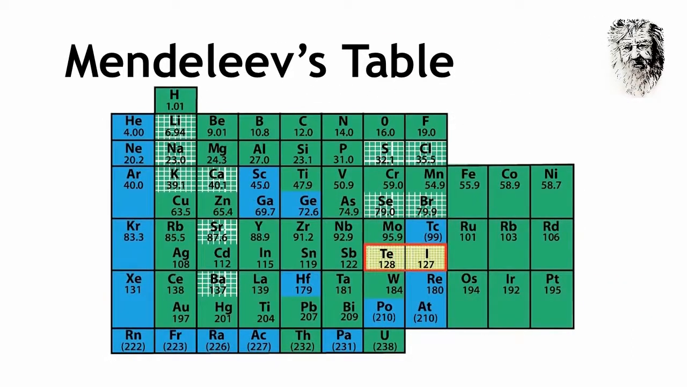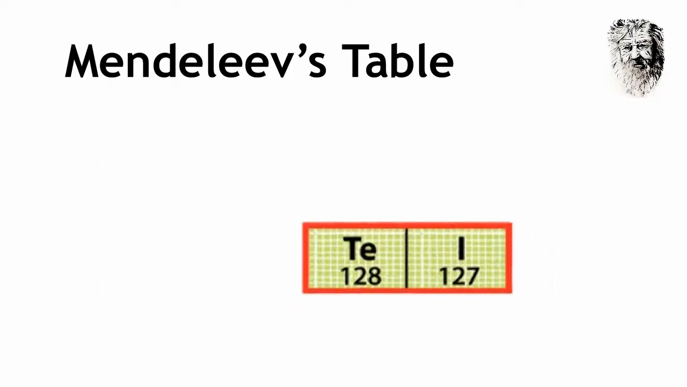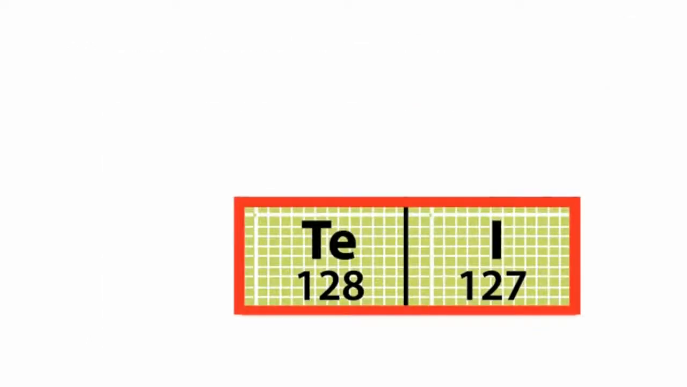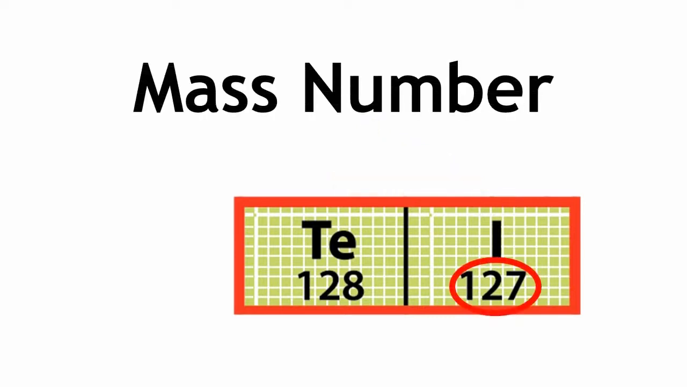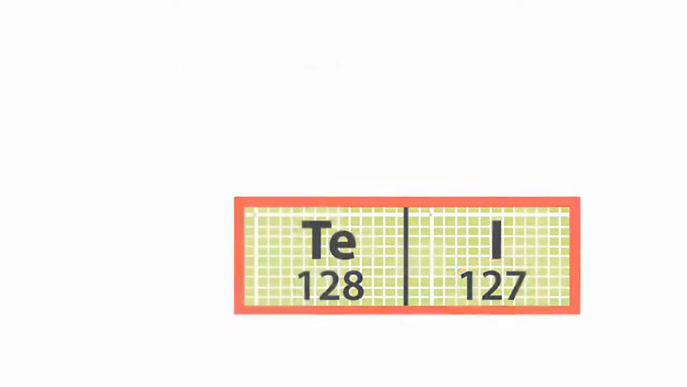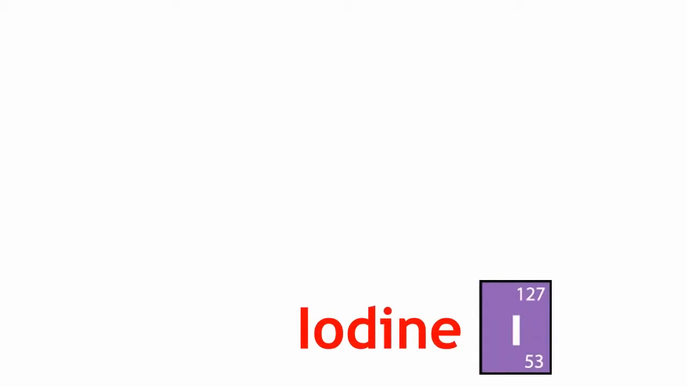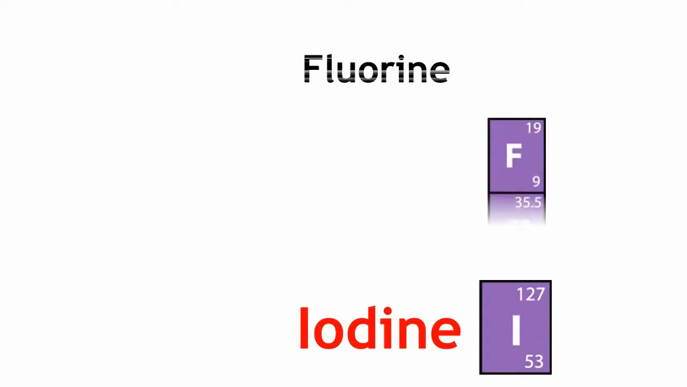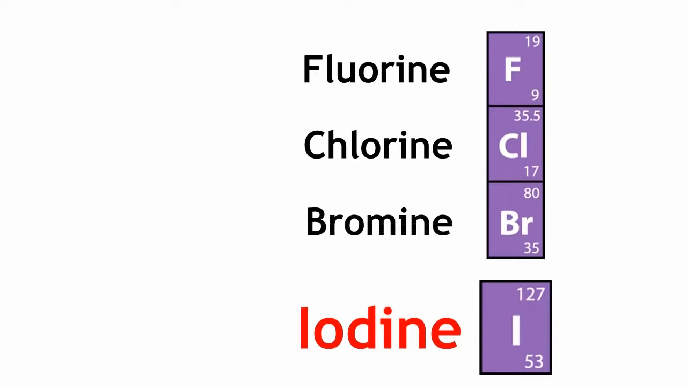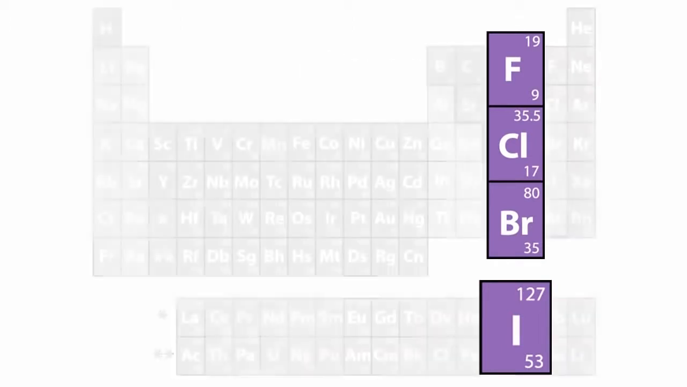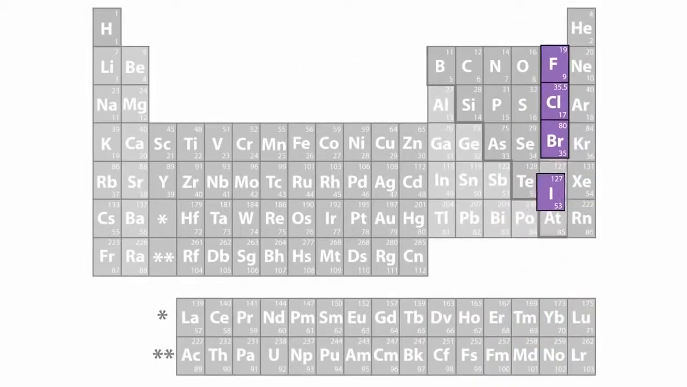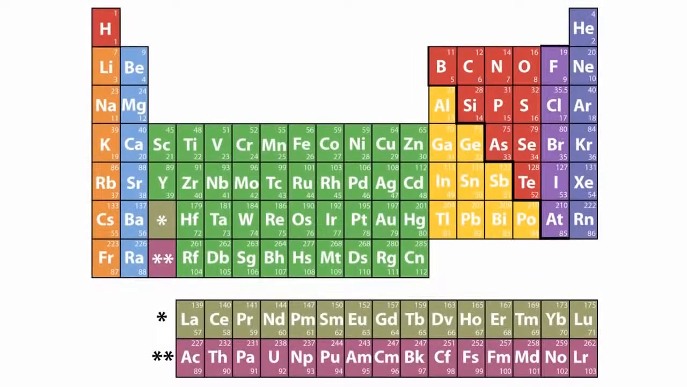For example, in Mendeleev's table, iodine, which has a mass of 127, should be put before tellurium, which has a mass of 128. Why? Because iodine has a smaller mass than tellurium. But Mendeleev noticed that iodine has similar properties to fluorine, chlorine, and bromine, so he broke his own rule and put iodine within this column.